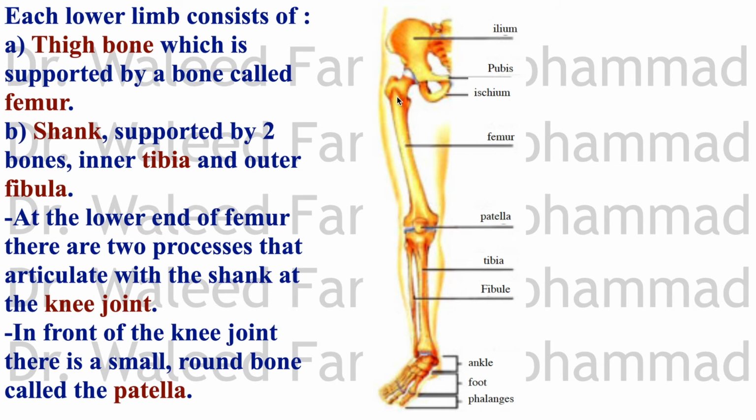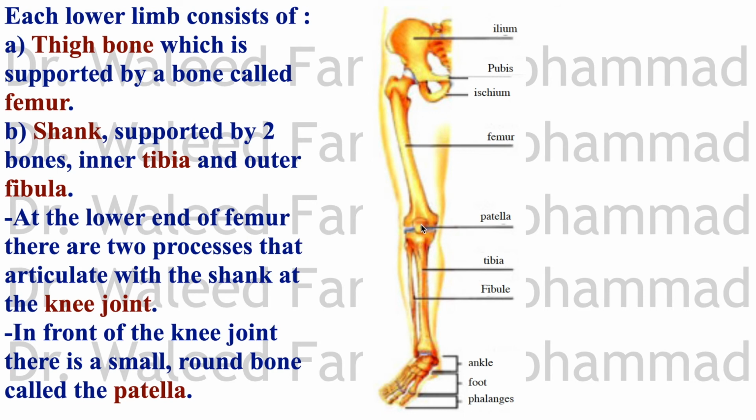It's the biggest bone in the body. It's called the femur. See that? It has an upper end, a head that forms the hip joint with the acetabulum, and the lower end. See this lower end that forms the knee joint with the upper end of the tibia.